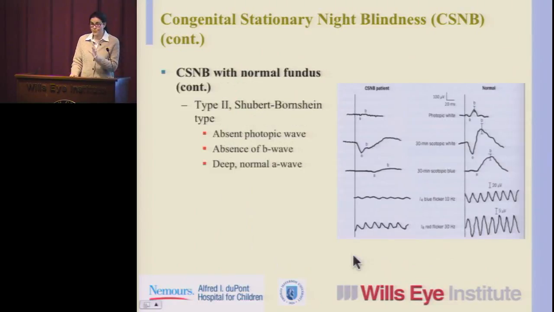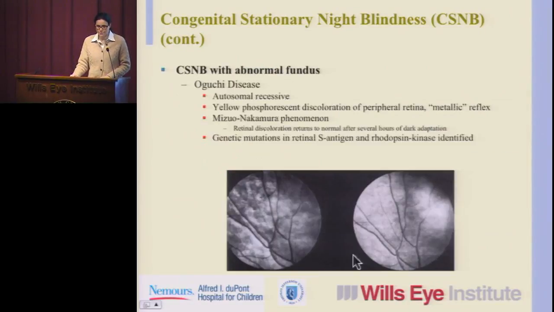I have to say, I know you guys just took your OKAPs. I feel like CSNB was one that they really like to hit on, at least from my prior experience with OKAPs and boards, and so it's a good one to learn about.